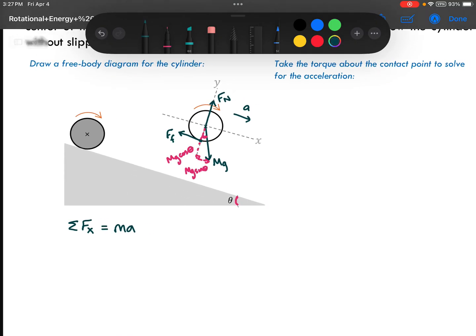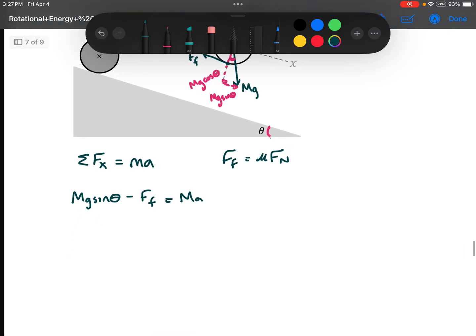All right, so when we sum up our net force in the x direction, let's call down the ramp positive. So we have mg sine theta minus the force of friction equals Ma. I'm going to make that a capital M because that's the mass of our cylinder. A little bit more we can do here. If you recall, friction was mu times the normal force. And looking at our free body diagram, there's no acceleration in the y direction, so the normal force is equal to the y component of the weight. So let's put that in.